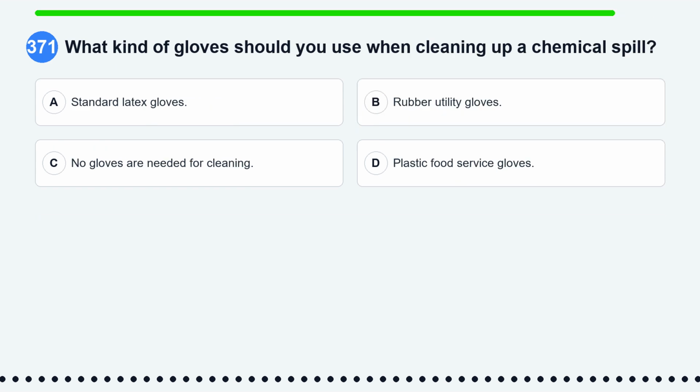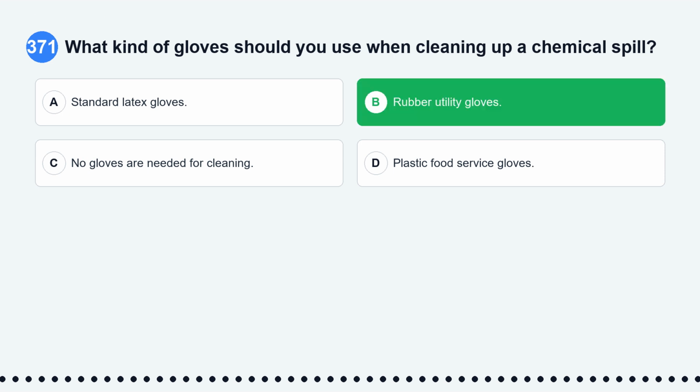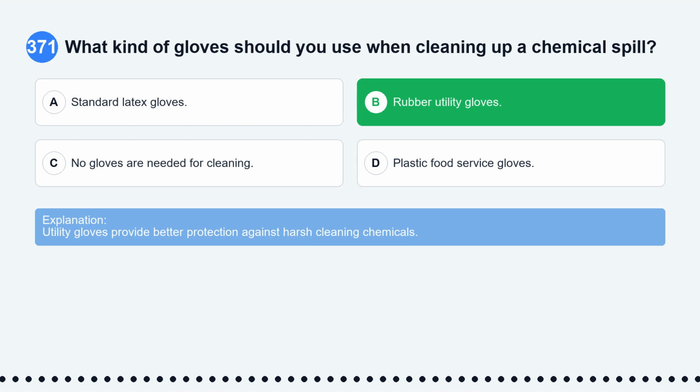Question 371. What kind of gloves should you use when cleaning up a chemical spill? Option A, standard latex gloves. Option B, rubber utility gloves. Option C, no gloves are needed for cleaning. Option D, plastic food service gloves. The correct answer is option B, rubber utility gloves. Utility gloves provide better protection against harsh cleaning chemicals.